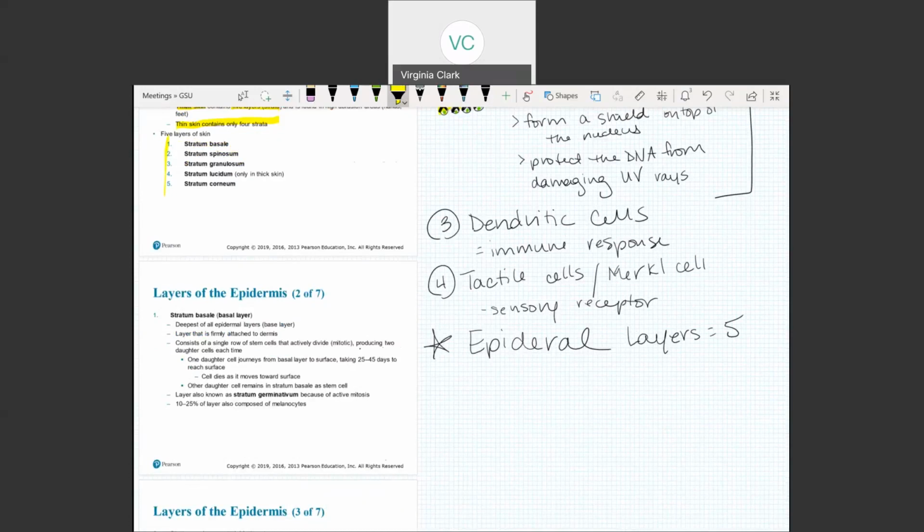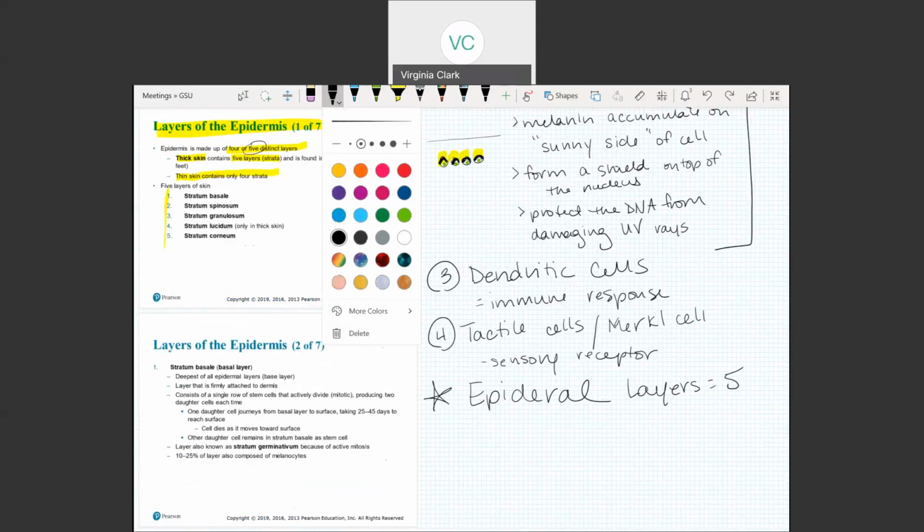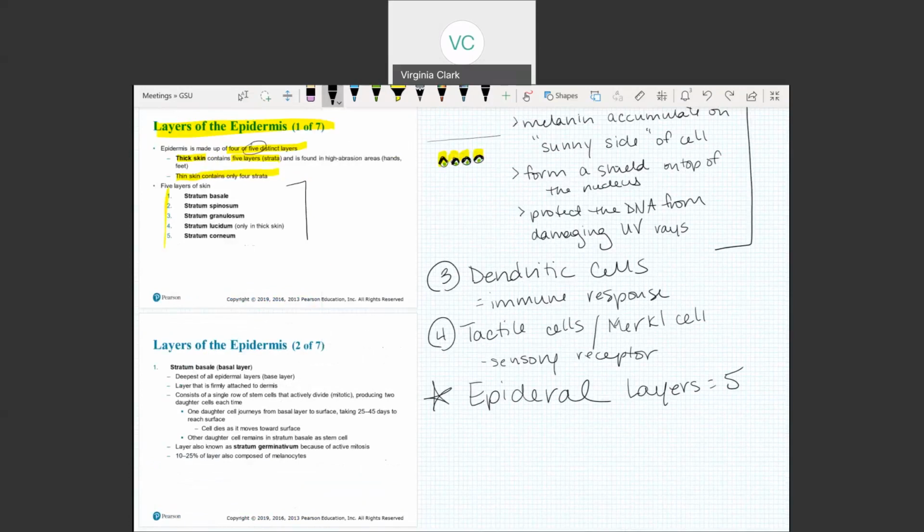As you look at these, just to give you a frame of reference, it is kind of interesting the way they have it listed here. This is going to be the most internal, so the deepest layer, and this is going to be the most external. So even though they have them numbered 1 through 5, we are starting with 1 at the bottom and 5 is going to be the top. So it's kind of inverted.